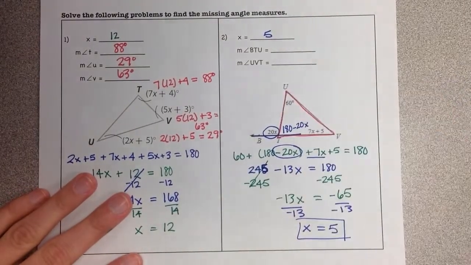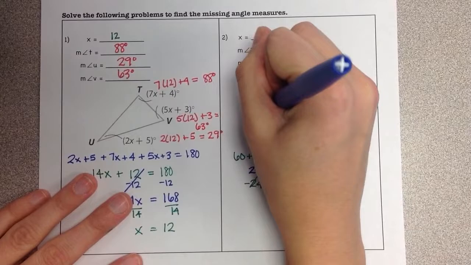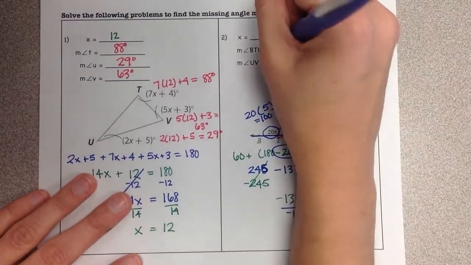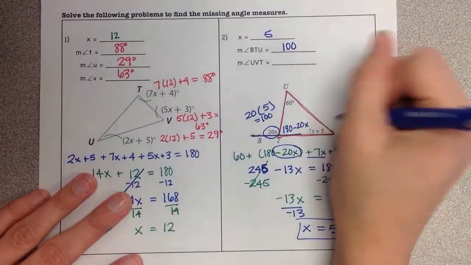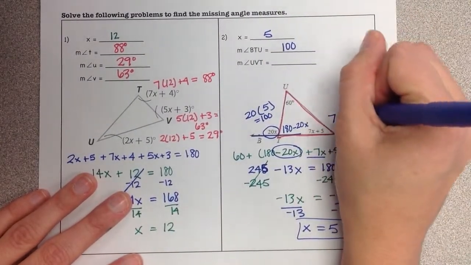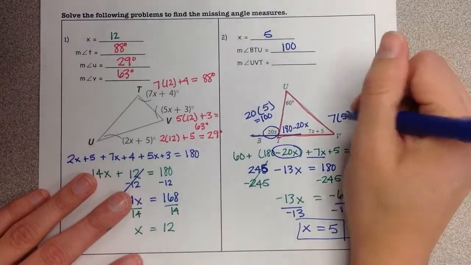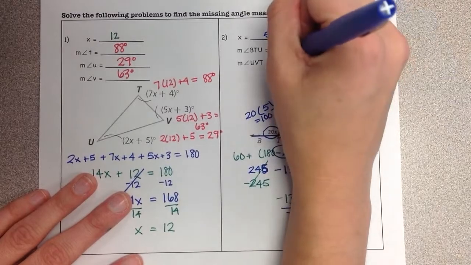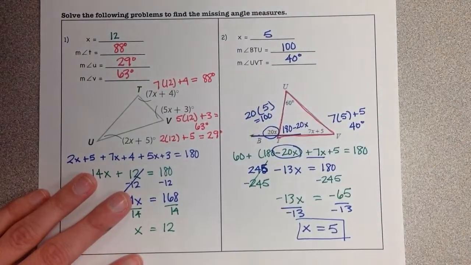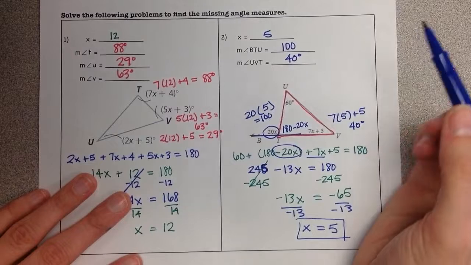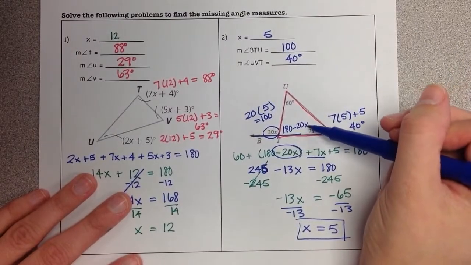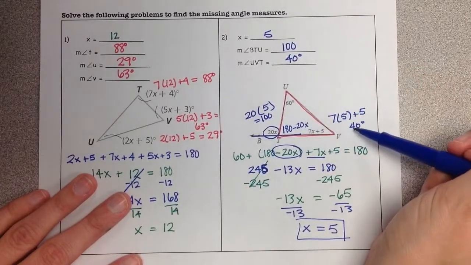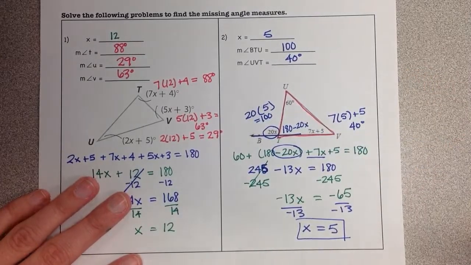So we have this first one, 20 times our x value of 5 gives us 100. And then here, 7 times 5 plus 5. Well, 7 times 5 is 35, plus 5 is 40 degrees. If we double check here, 20 times 5 is 100, so 180 minus 100 would be 80. So does 80 plus 60 plus 40 give us 180 degrees? Yes. And that's it.